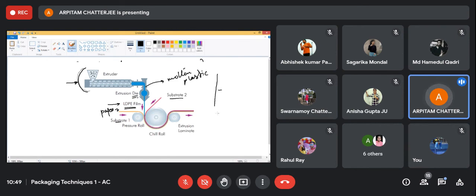Why this chill roll? Because if it is chilled, it is going to solidify, and once it is solidified, then you cannot use it for forming anything. So that is why the moment it comes in between these two substrates, it is being chilled so that it solidifies over there. Okay, and then it comes out of this, and you get this extrusion laminated paper stock.